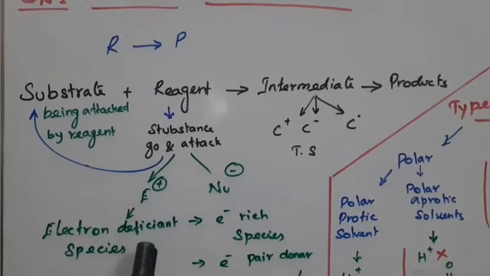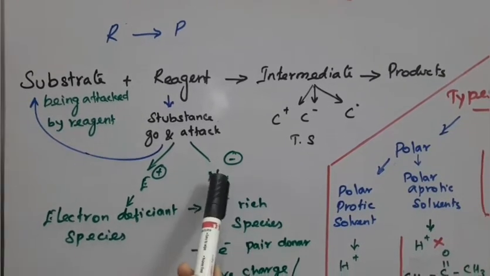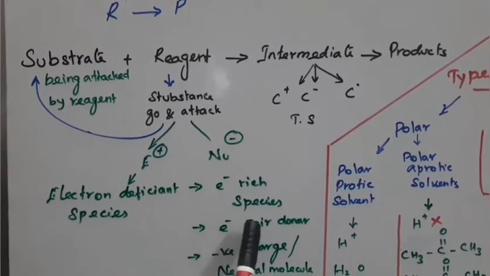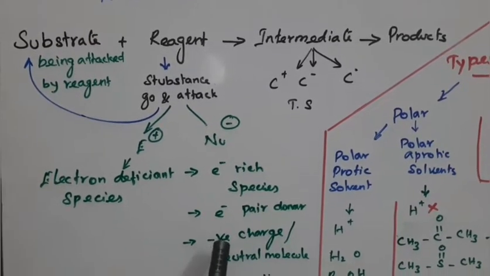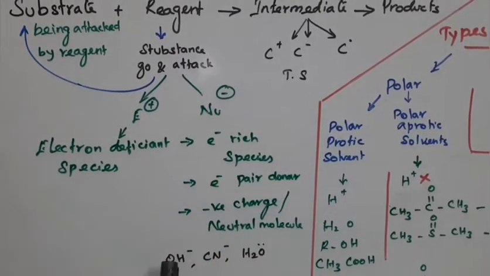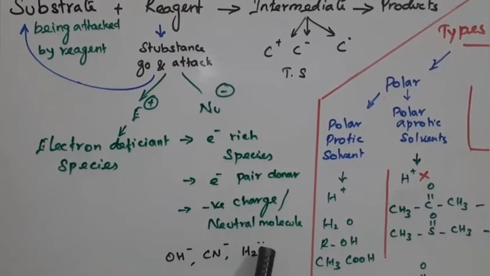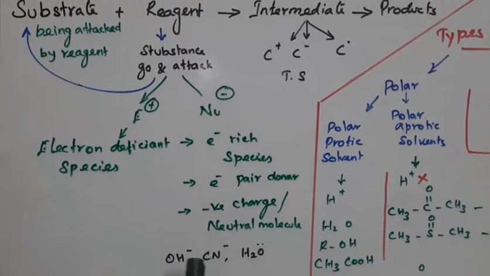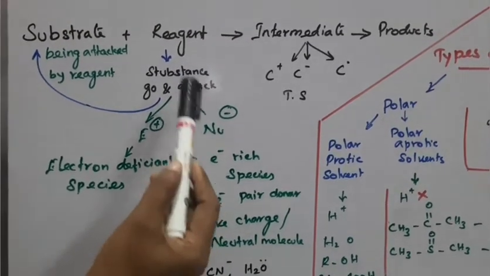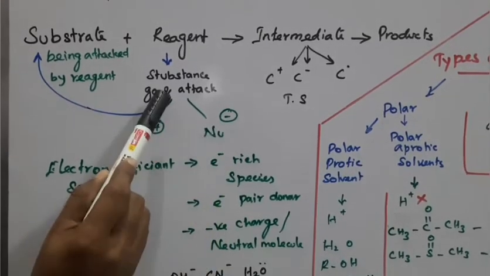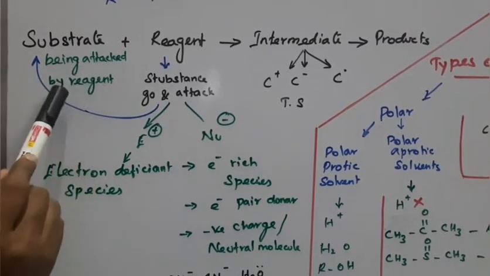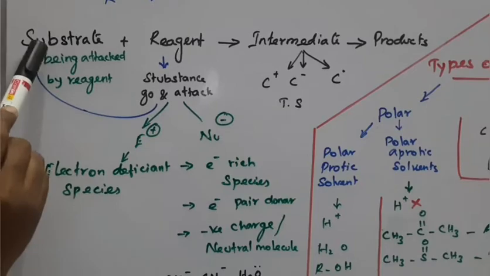Electrophile means an electron-deficient species, and nucleophile means an electron-rich species. It may be an electron pair donor, and it may be a negative charge or a neutral molecule. For example, nucleophiles are OH minus, CN minus, and H2O, where the O contains a pair of electrons. So all of these are electron-rich species. What is the role of the nucleophile? The nucleophile goes and attacks the substrate. The substrate is the one which is being attacked by the reagent.